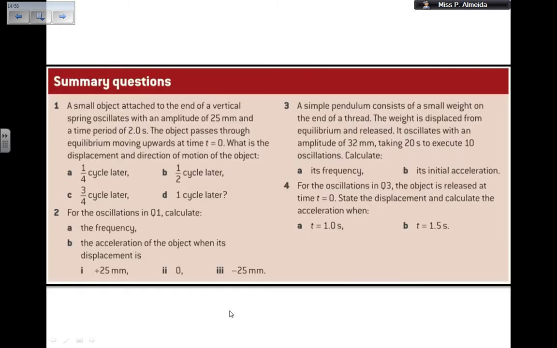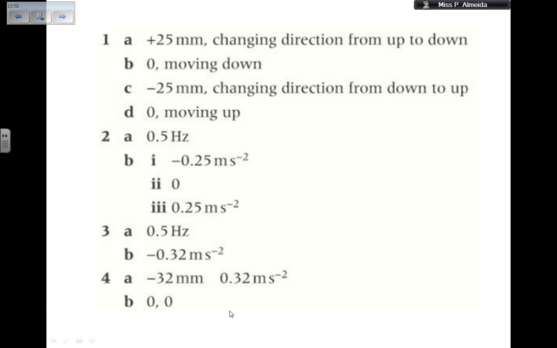So that's all for this lesson. There are some questions here for you to train using the formulas that I gave you, or using the things that I told you about today. And if you want to attempt these questions, which you should, these are going to be the answers.